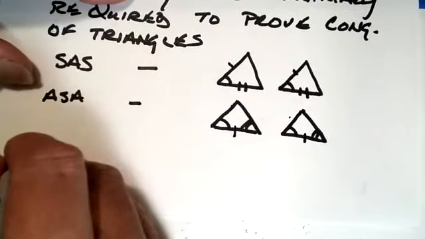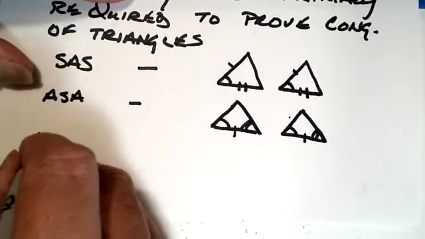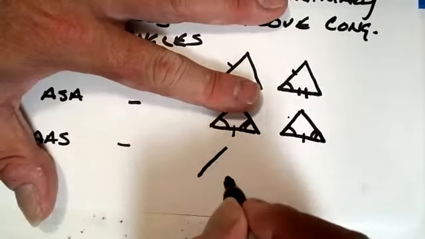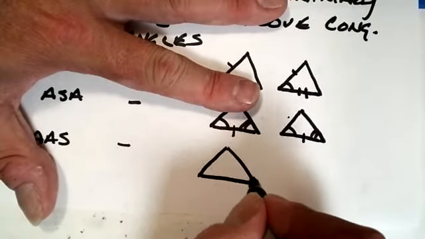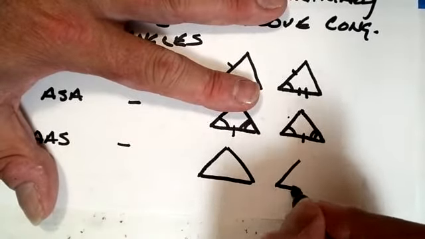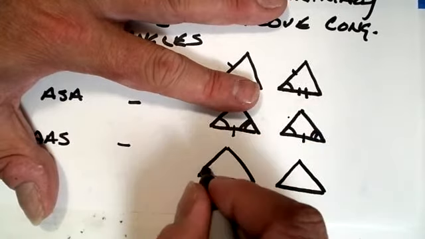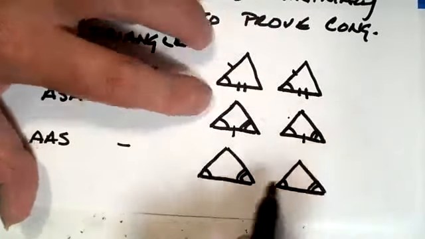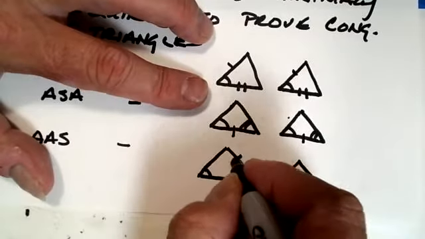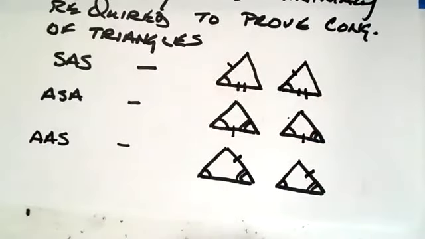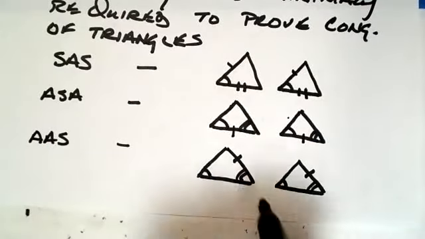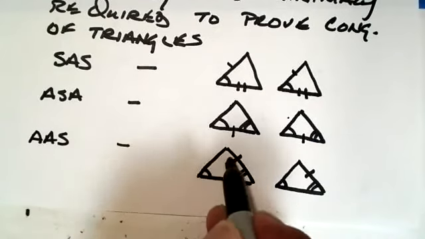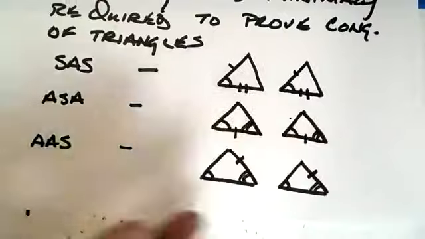Another one is what we might call angle side angle... angle angle side. This is the shorthand for it. In this case, we have a congruent angle, and it's not the included side now, but actually another side, an opposite side. This side is said to be opposite of that angle.